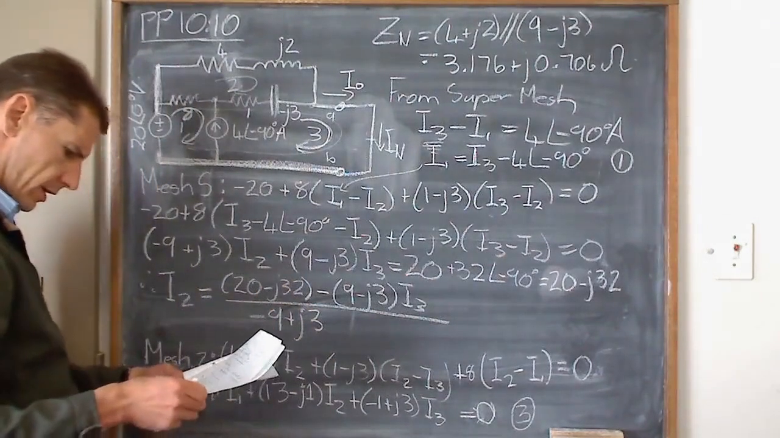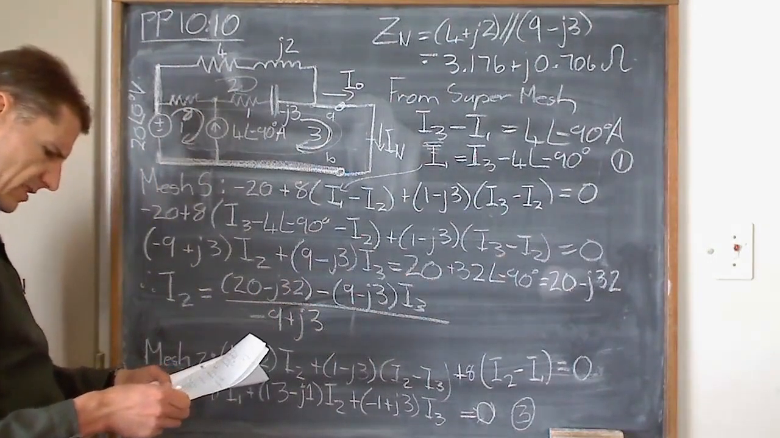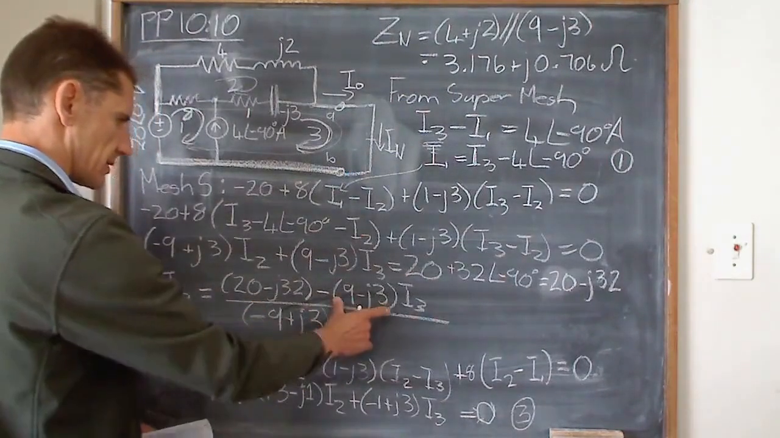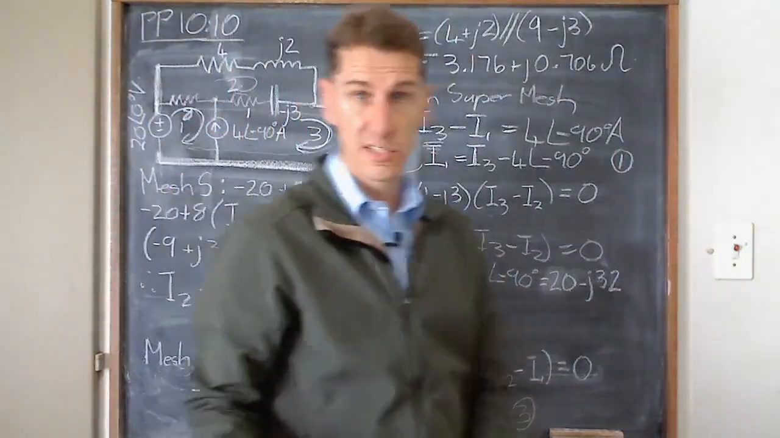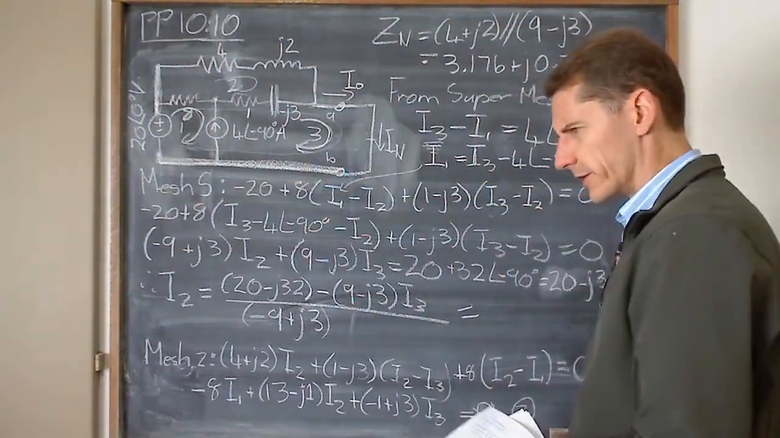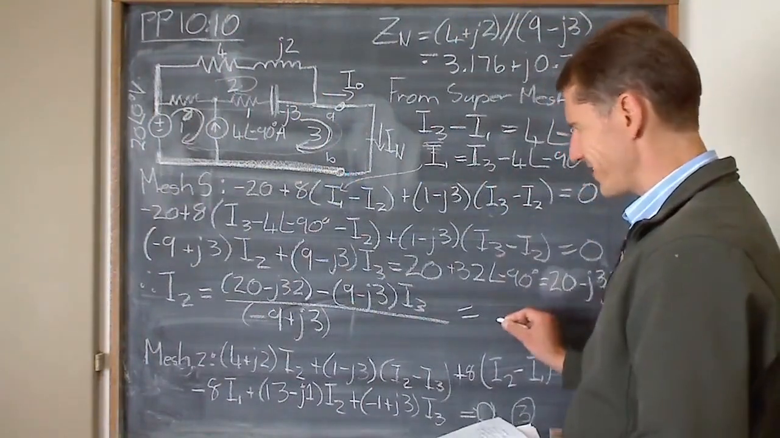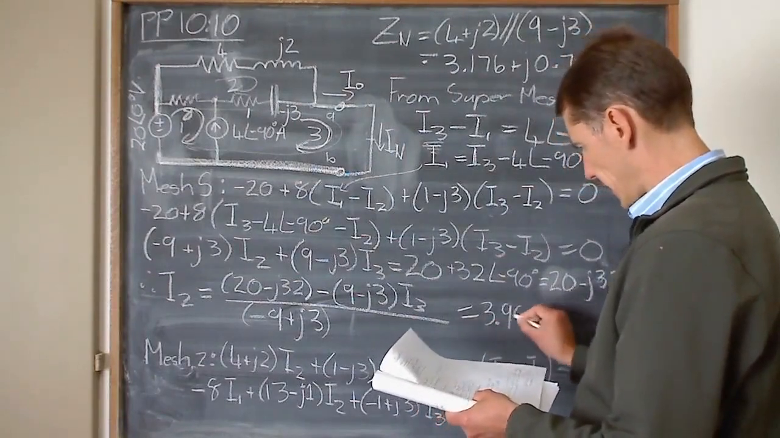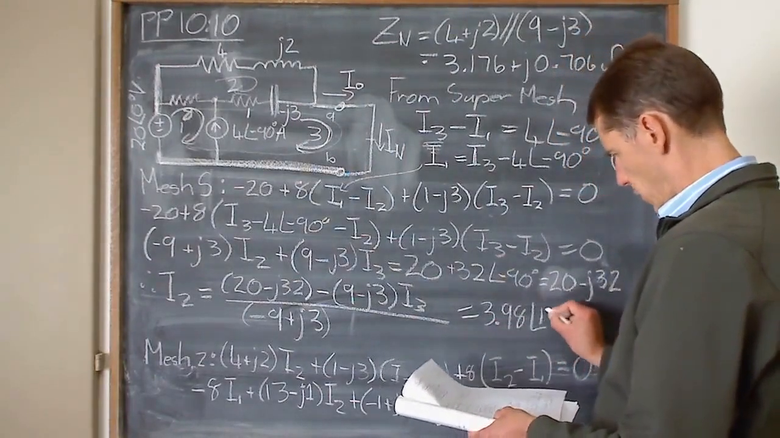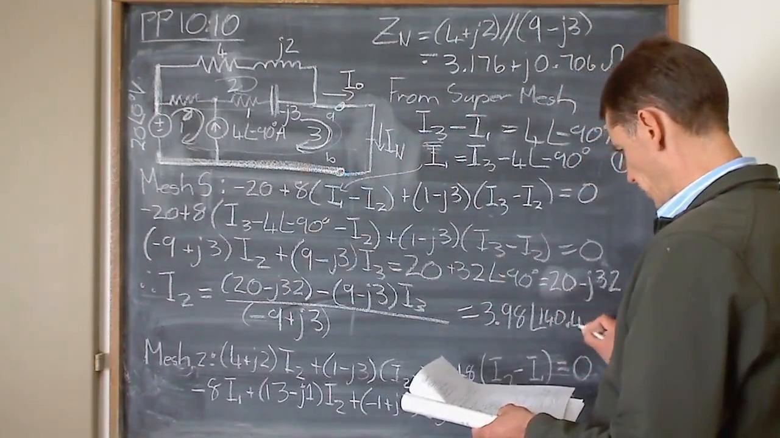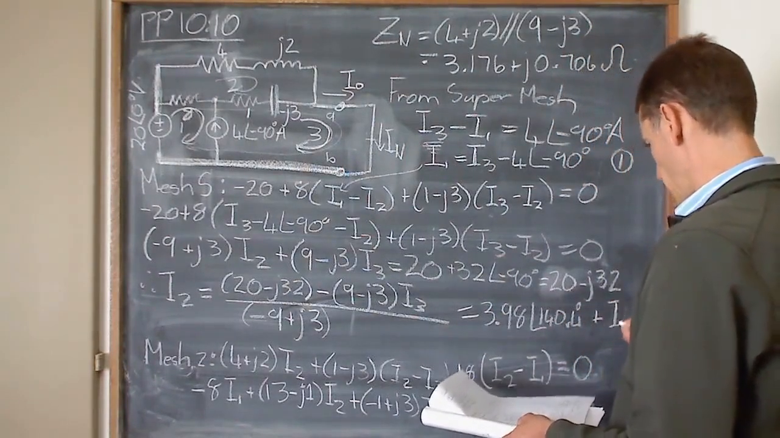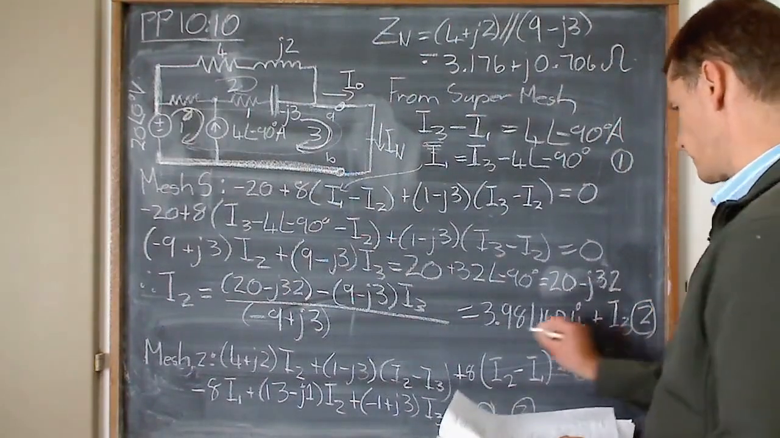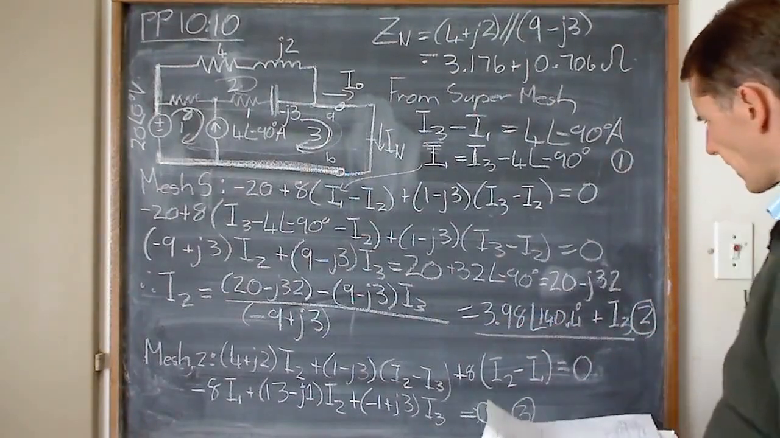Okay, so that's a bit of a doozy, eh? Oh, did I simplify this? Ugh, yeah, I did. Because this and this are so much the same, I actually simplified it one more step into a 3.98 angle 140.4 degrees plus I3. Right, and this is then my equation number 2, that one. Okay, equation number 2.